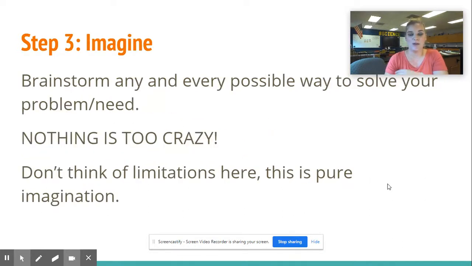In step 3, we just have to imagine. So you're going to sit there and think of every possible way we can solve the problem. Again, nothing is too big, nothing is too crazy. We'll work on bringing it down later, but you can't think of your limitations. You are literally just going to go from your imagination, what could be.